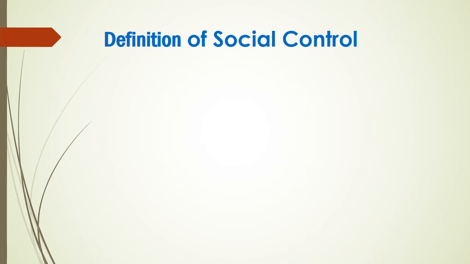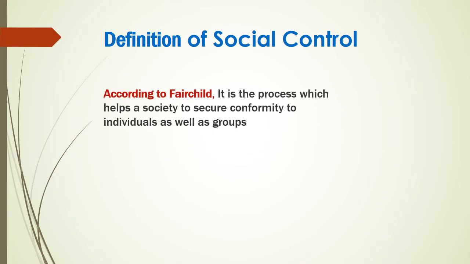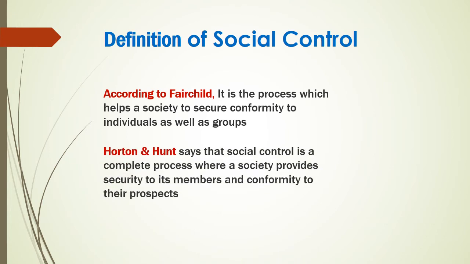Now let us understand the definitions of social control. According to Fairchild, it is the process which helps a society to secure conformity of individuals as well as groups. It does not control only individual behavior, but it controls the society, the different associations, and the different groups.